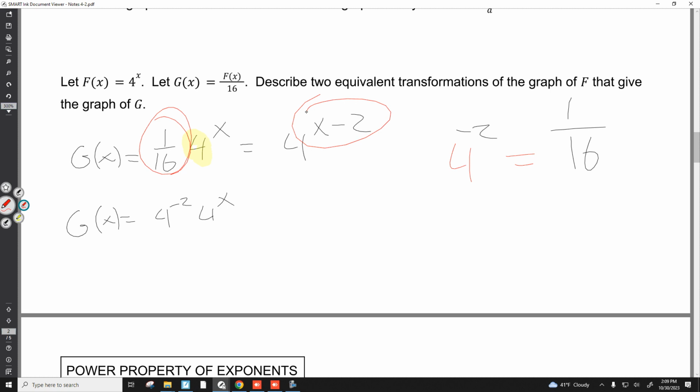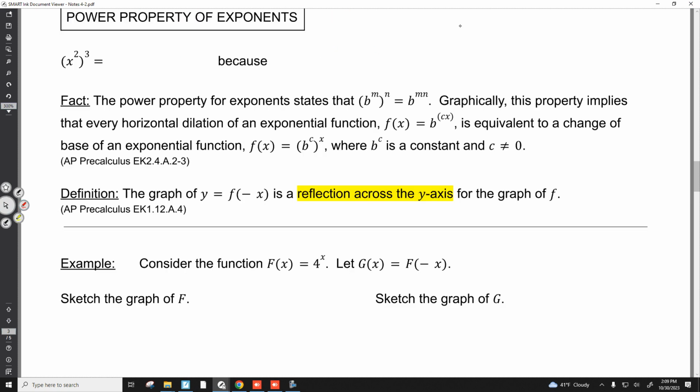Cool. Now, there are other properties we have to worry about, like the following. What's x squared cubed? So, what is x to the a to the b? What's x to the a to the b? X to the a times b.